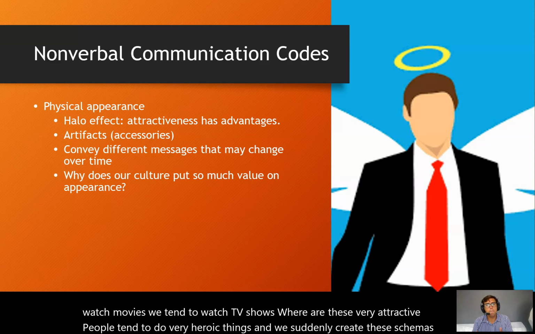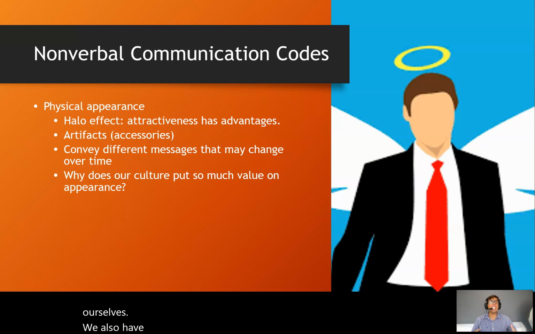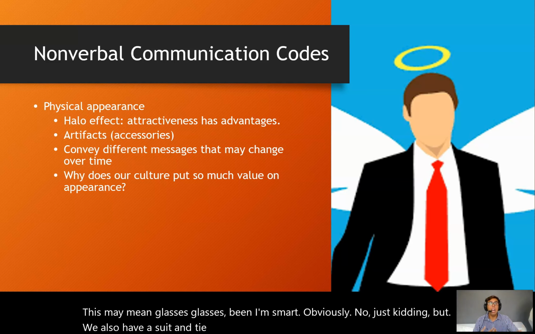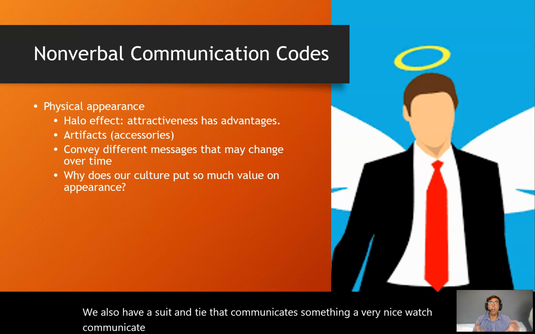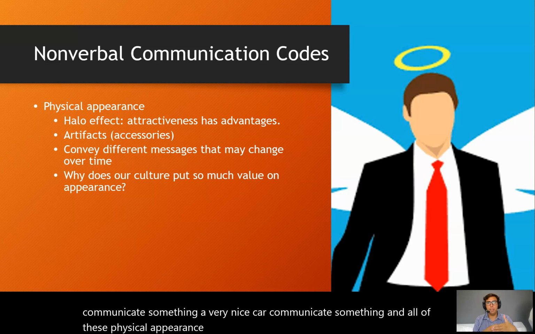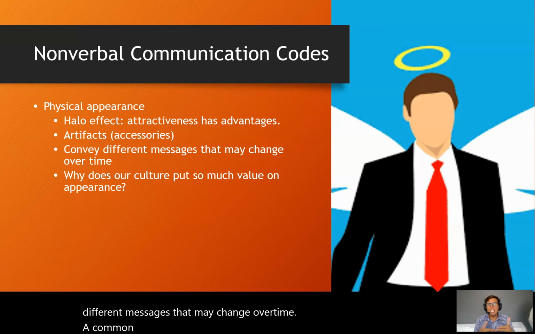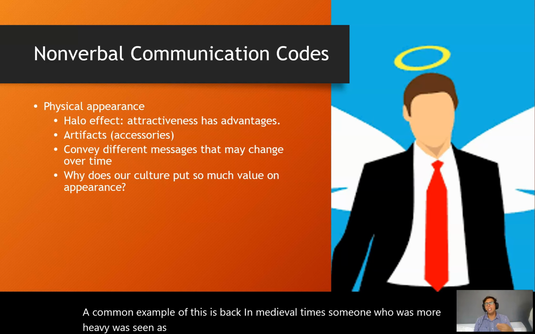We also have artifacts, or the accessories that we wear. This may mean glasses. Glasses mean I'm smart, obviously. No, just kidding. But we also have a suit and tie that communicates something. A very nice watch communicates something. A very nice car communicates something. And all of these physical appearance things communicate something. But they can convey different messages that may change over time. A common example of this is back in medieval times, someone who was more heavy was seen as more attractive because they were able to feed themselves and therefore showed that they were well off.